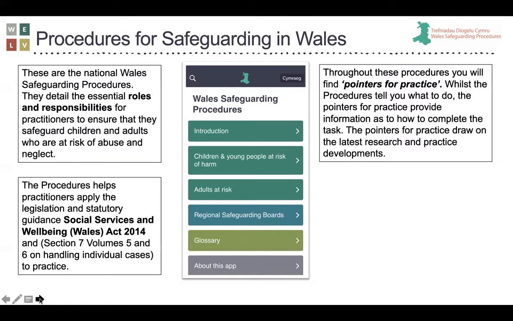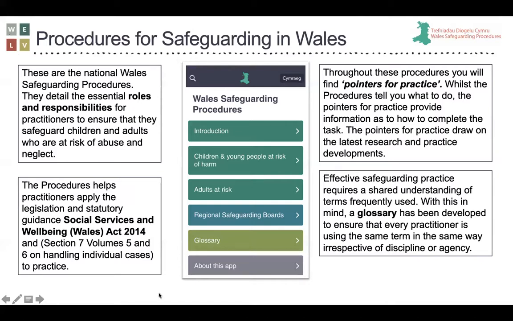Throughout the procedures, you will find pointers for practice. The procedures in themselves set out the stages that need to be followed. The pointers for practice provide information as to how to complete the tasks or the stages set out in the procedures, a bit like a toolbox or a manual to help you in practice. And those pointers for practice draw on the latest research and practice developments.